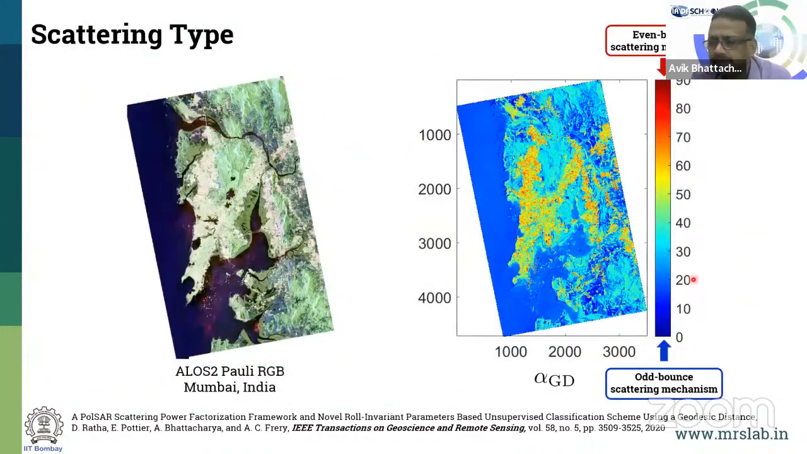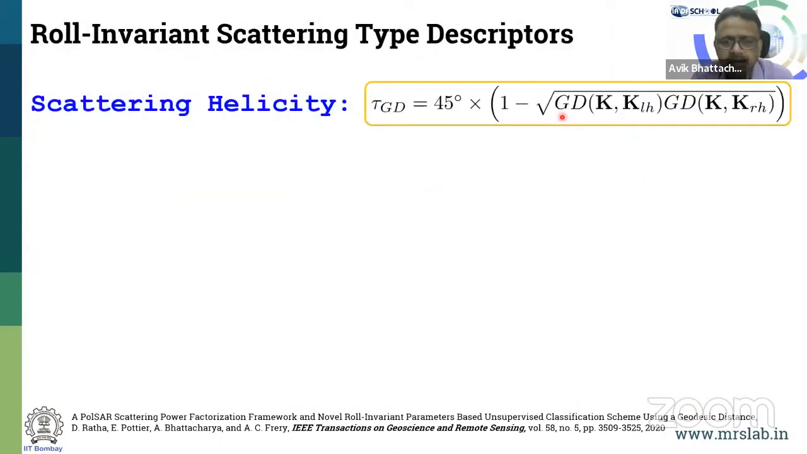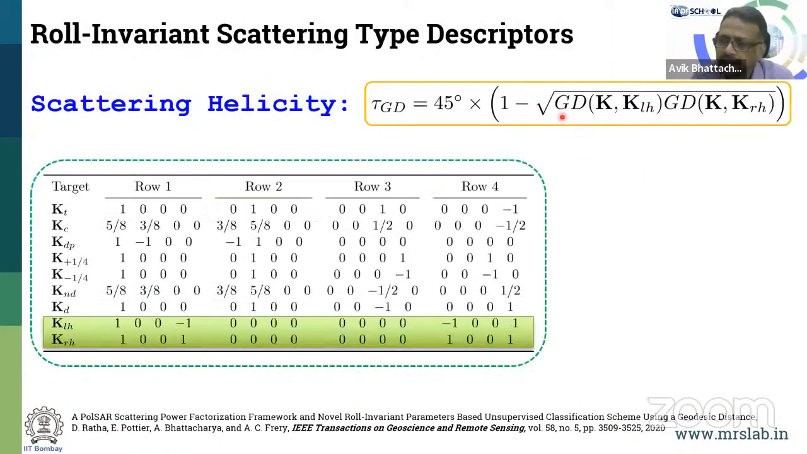But just to see the image of how it can be done, this is an image of ALOS-2 Pauli RGB over the Mumbai area, and you can see with this parameter, the alpha GD corresponding to the geodesic distance based alpha, the odd bounces in blue and the even bounces, it nicely characterizes this. So the idea, as I've said before, is: is there a way to characterize this amount of asymmetry? And this is the way to do that.